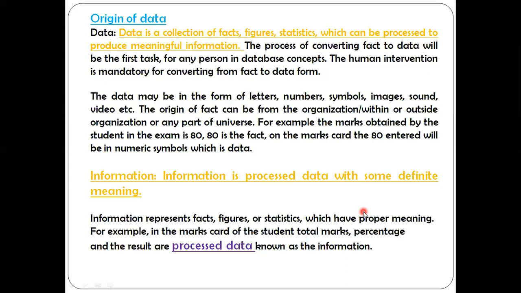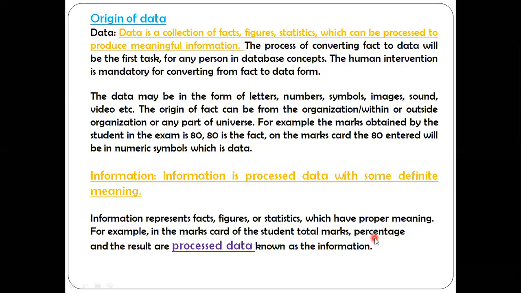We have just added. Why are we adding? We are processing the data. We are processing the raw data to get meaningful information. That is why in the marks card of the student, we have total marks and percentage. How do you calculate the percentage? Percentage is equal to total marks divided by maximum marks, into 100. Total marks, say for example, so and so marks divided by 600 into 100. We'll get the percentage.